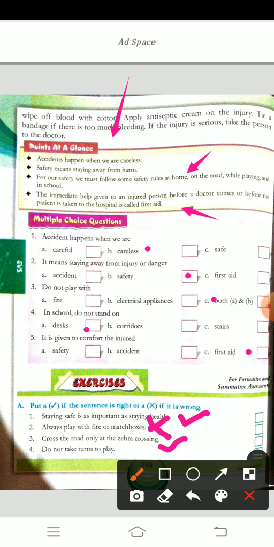Do not take turns to play. When it is your turn, you have to play. Otherwise, when others are playing, you have to wait. Then when your turn comes, that time you play. So this is wrong.